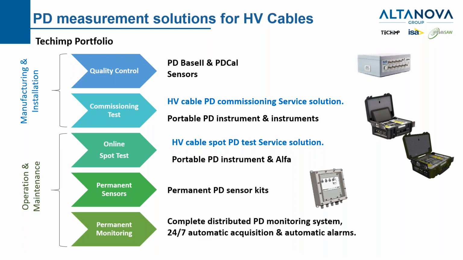The last solution is the permanent monitoring. We have a history of HV cable permanent monitoring in various parts of the world, and the system is a 24/7 automatic acquisition and alarm system. It can also include third parties that we will see later on in the dedicated slides.